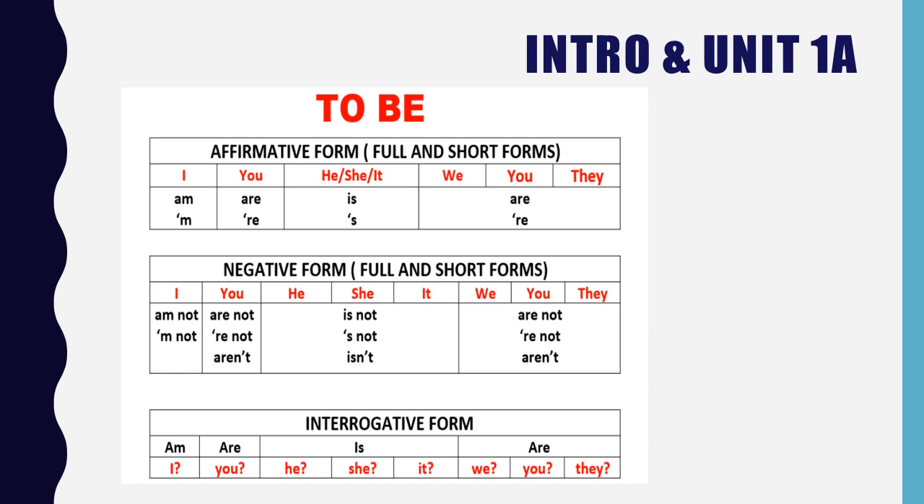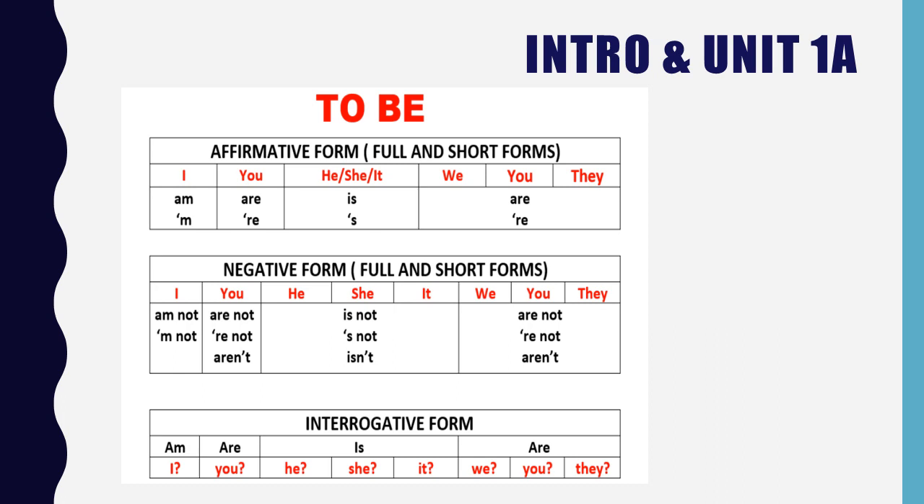Okay? And then for the negative form, the verb to be has a negative form which may have a full form and a short form. And if we use the verb am, I can say I am not or I'm not. If I use the verb is, I can say he is not, he's not, or he isn't. Is not would be the full form and isn't the short form. And when we use are, I can say we are not, we're not, and we aren't.